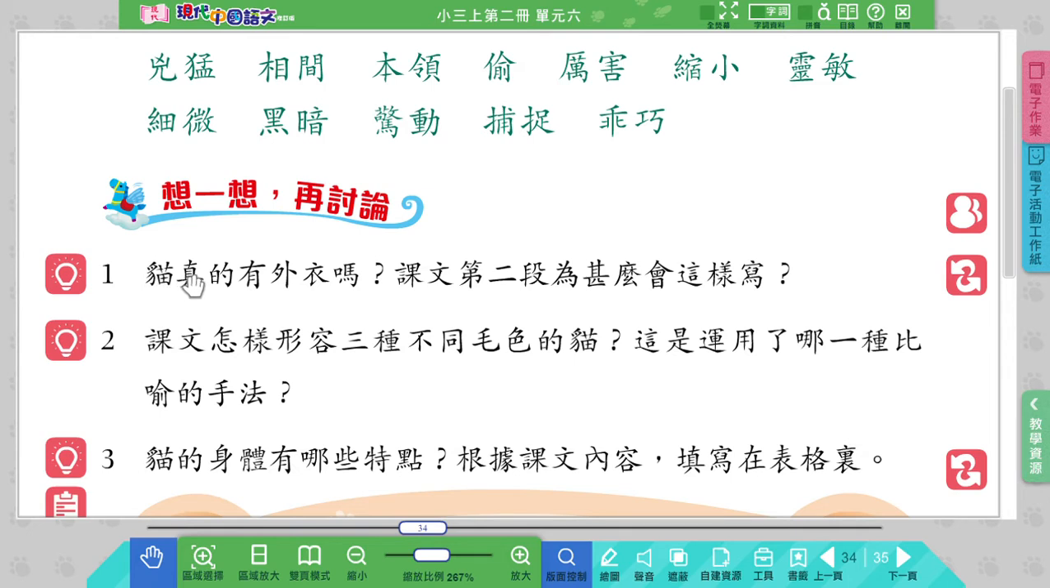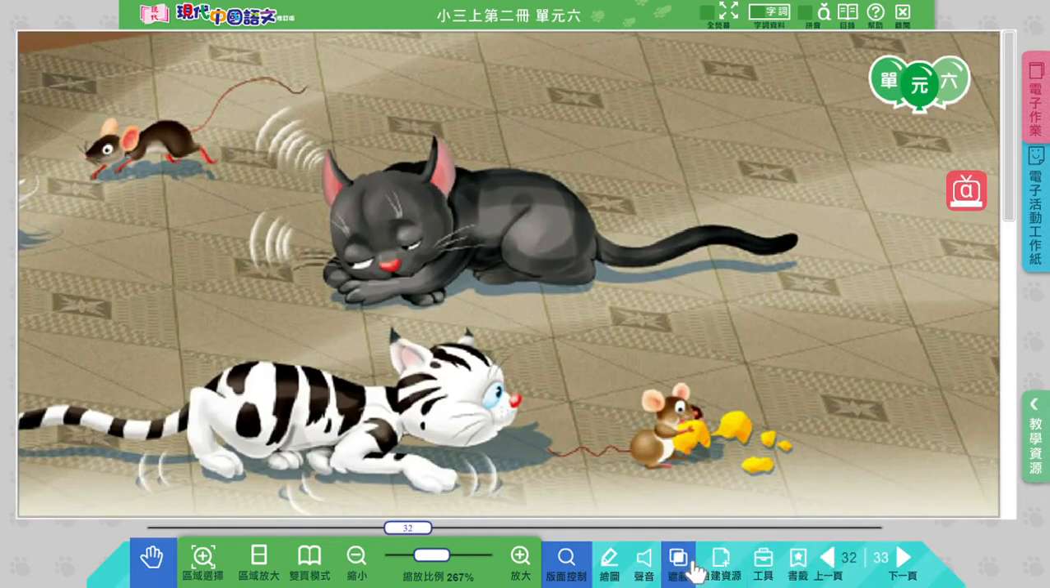Question 1. 貓真的有外衣嗎? Does the cat really have a jacket? Is the question. 課文第二段為什麼會這樣寫? Why is the second paragraph in the chapter written in this way? Using the jacket to describe the cat. So now we go back to the second paragraph.